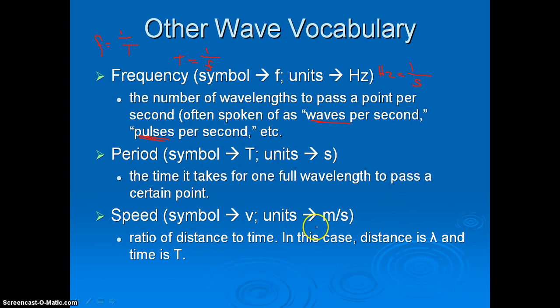Okay. Speed, same as always. Here I've labeled speed as v for velocity. We know the difference between them. I probably won't ask you for direction very often, but notice that here my units are meters per second. Okay, and it's just a ratio of distance to time. Okay, when we're talking about distance, generally we're talking about wavelength. Okay, and when we're talking about time, generally we're talking about period.